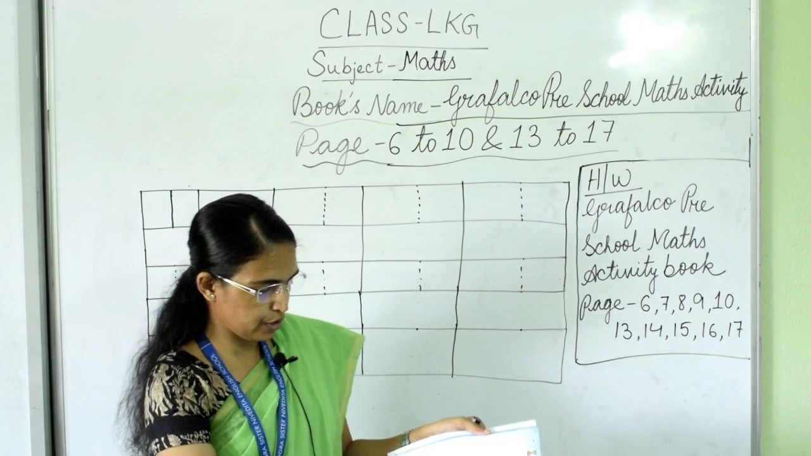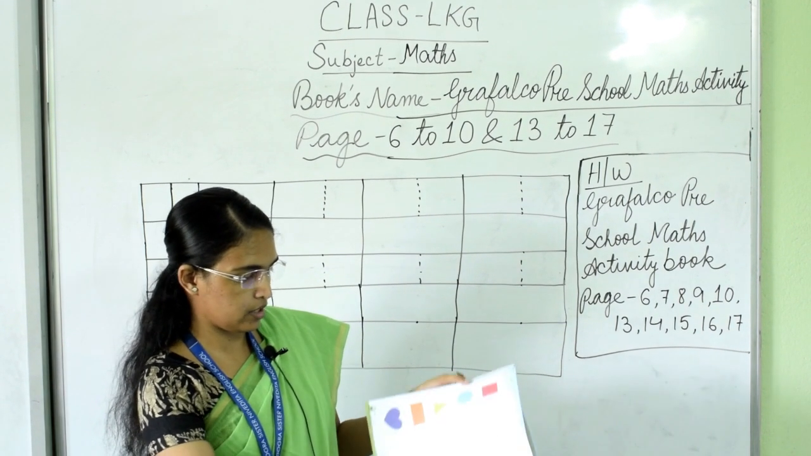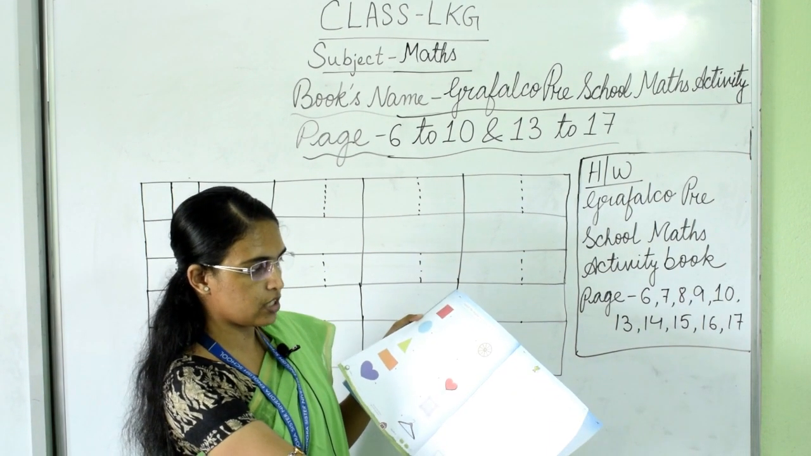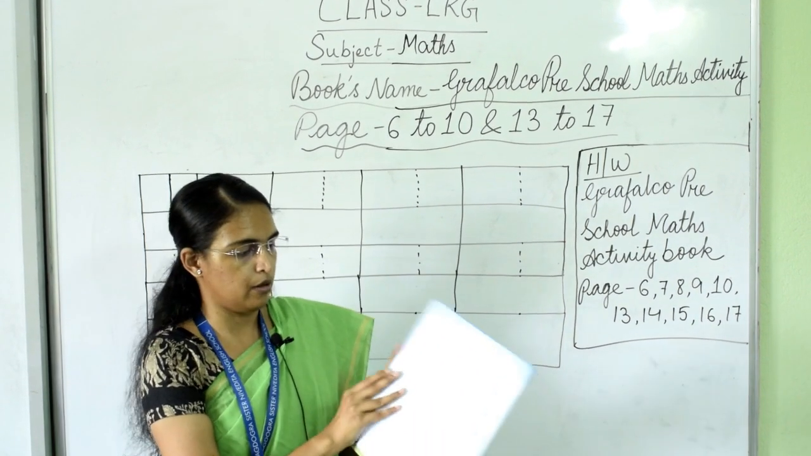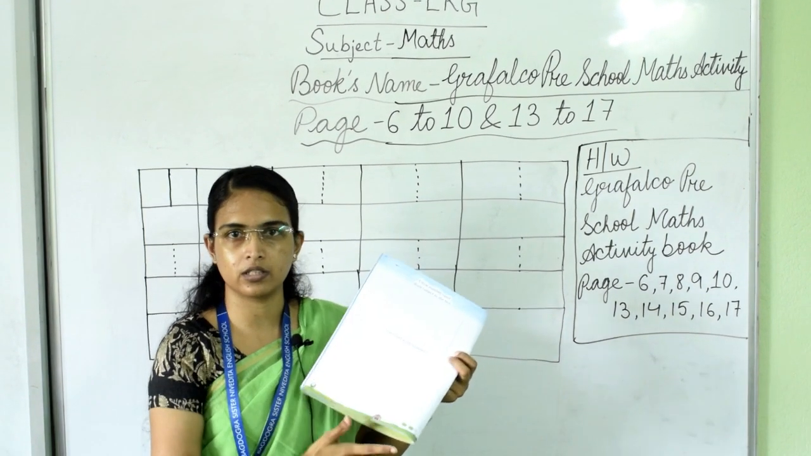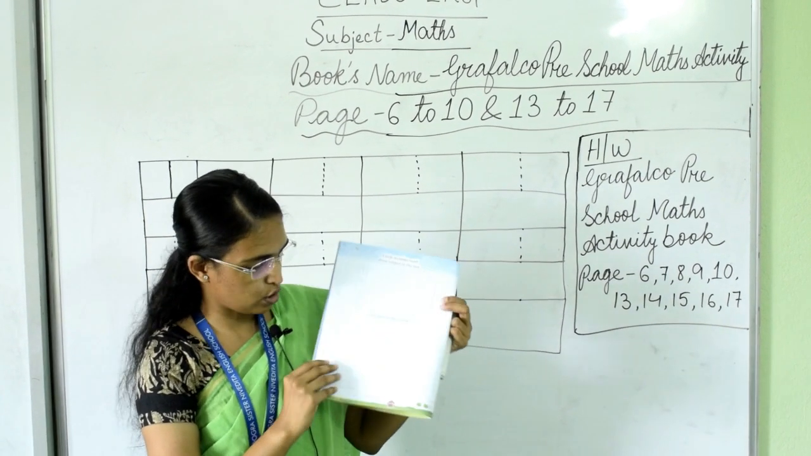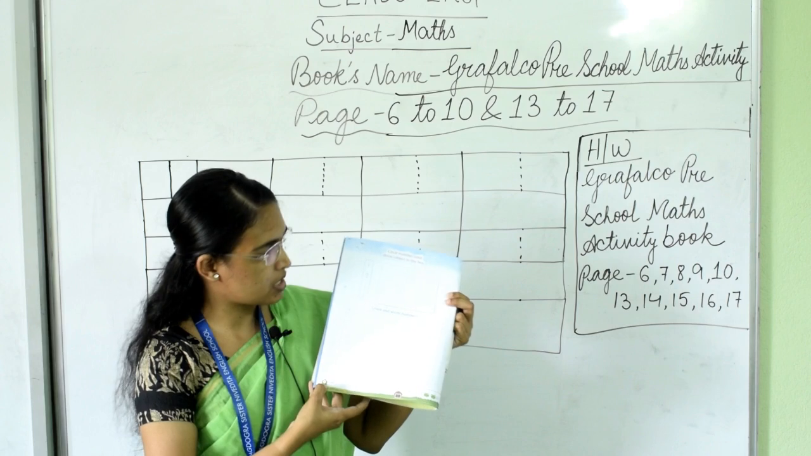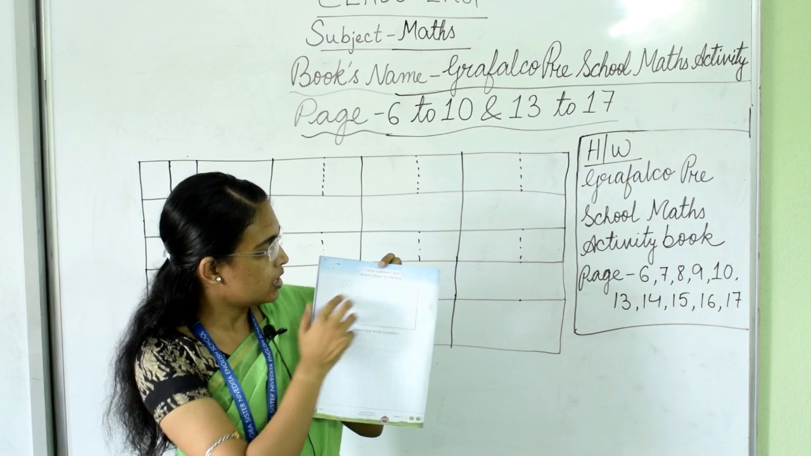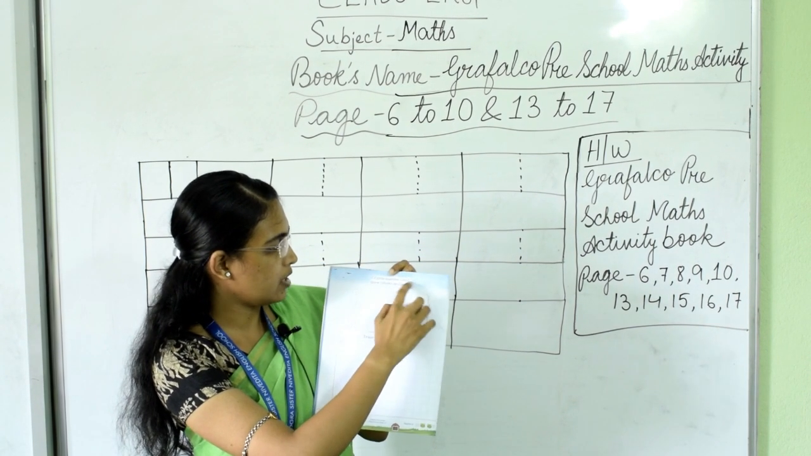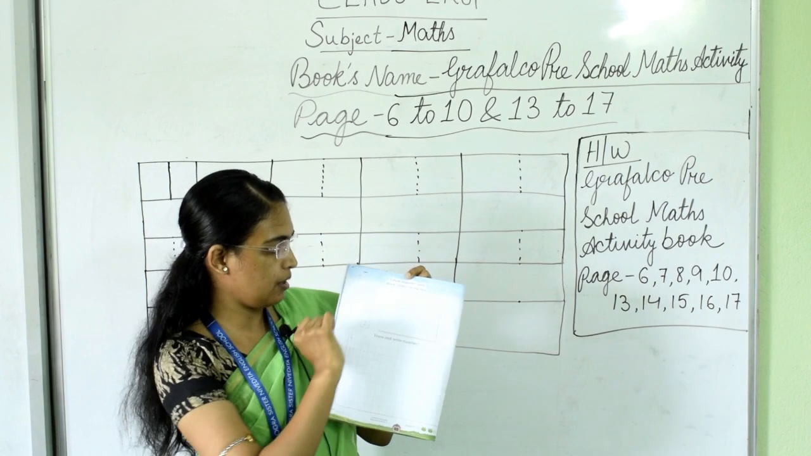So we will do these previous pages later. Okay, first we will complete the numbers, counting numbers. After that we will do this activity. Okay, so first, now take out page number 6. That is what is written here. Circle number 1 and draw one object in the box.